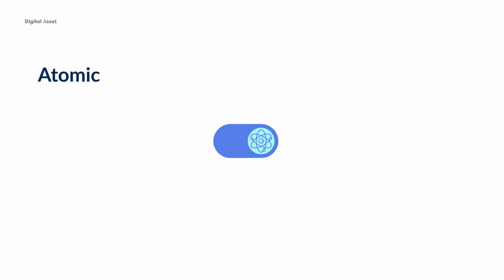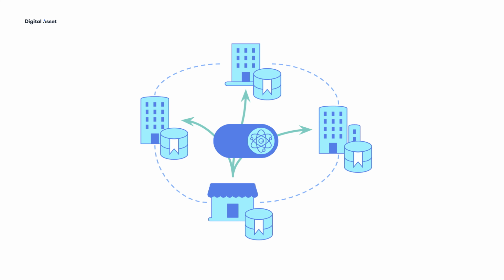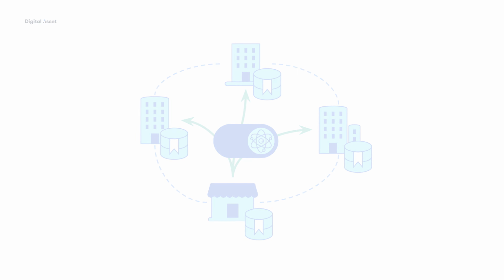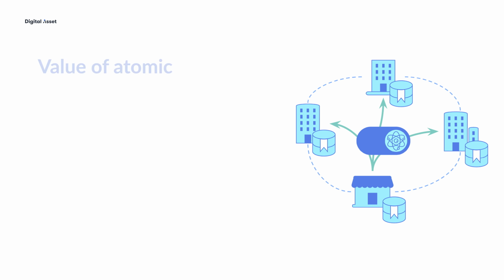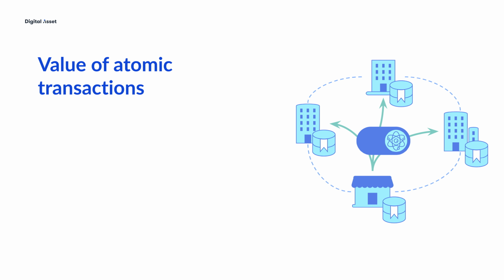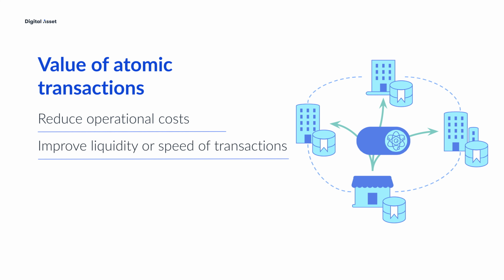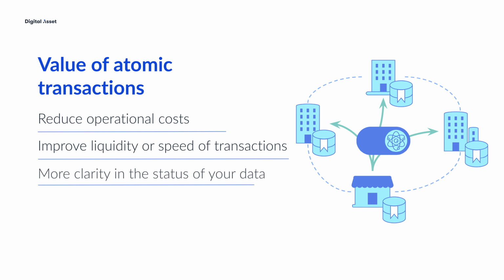When we refer to atomic transactions with regard to Daml and Canton, we really mean distributed atomic transactions. While atomic transactions in a database are not a new concept, distributed atomic transactions are technically difficult to implement reliably and effectively. But if your business can realize the value of these distributed atomic transactions, you can reduce operational costs, improve liquidity or speed, and gain more clarity into the data and status of the system.